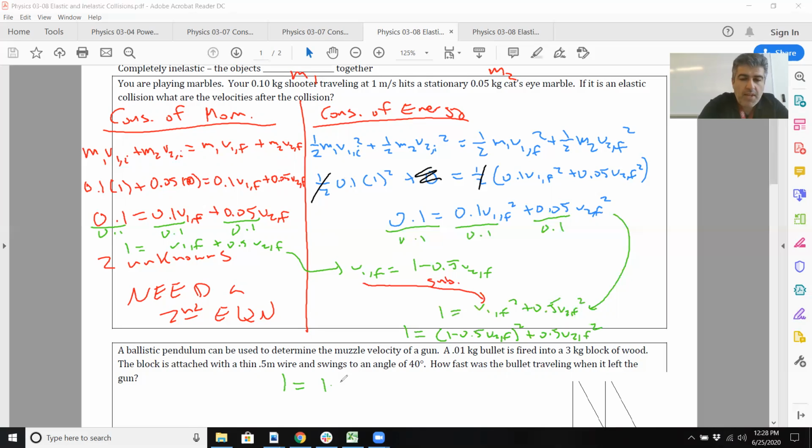If you FOIL it correctly, you should get negative 0.5 V2F, negative 0.5 V2F, and plus 0.25 V2F squared, and then plus, of course, a 0.5 V2F squared. Ones cancel, get 0 on that side, and it's 0.75 V2F squared minus V2F.